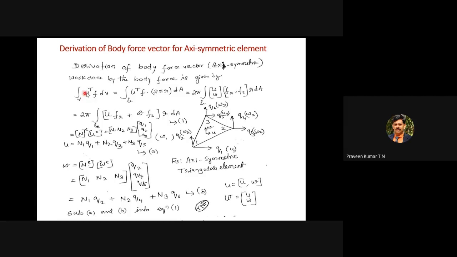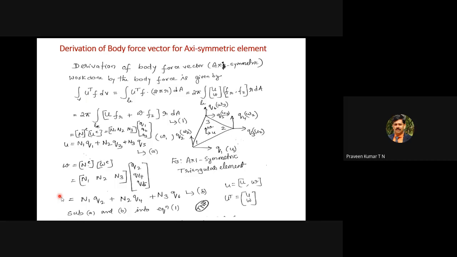The distance is nothing but the displacement vector. So when you come to U, U refers to the displacement along the radial direction. Q1, Q3, and Q5 are the displacements along the radial direction.